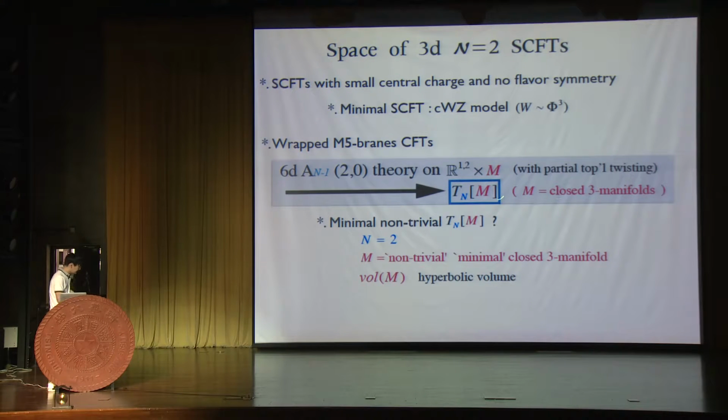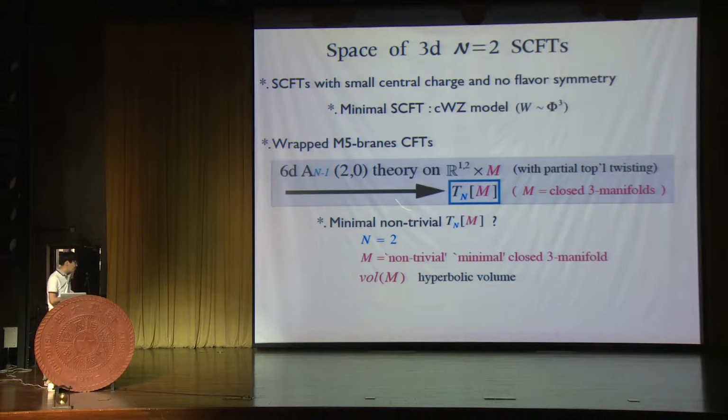And then the resulting 3D IR system will be described as a 3D N=2 system, which is labeled by N and the internal 3-manifold M. So we are interested in the N=2 theories, so we pick N equal 2, and then the 3D theory is labeled by the internal 3-manifold. And if we choose a simple 3-manifold, then the resulting IR theory will be trivial.